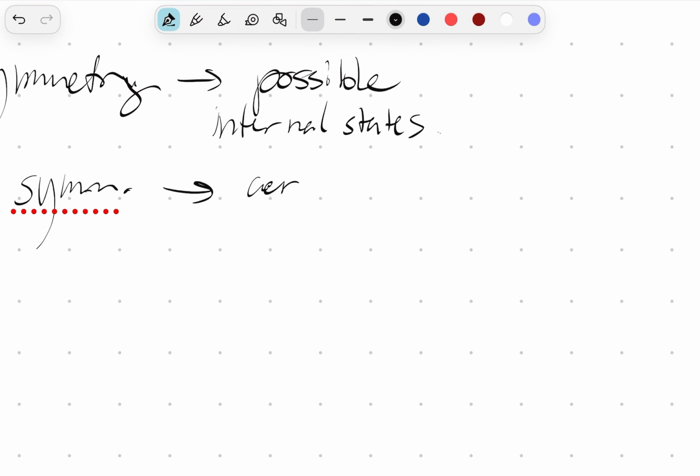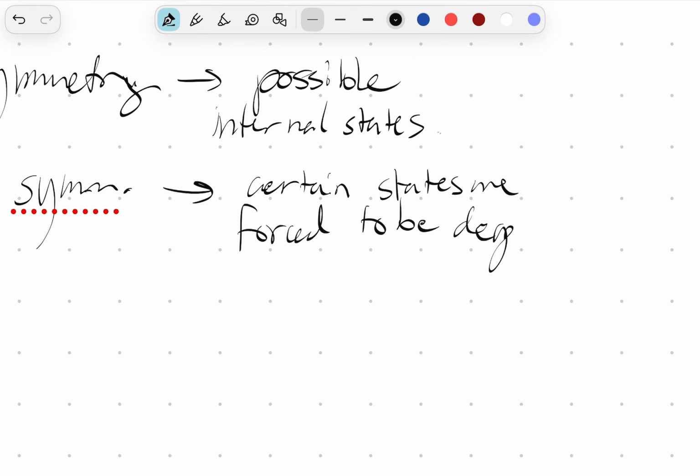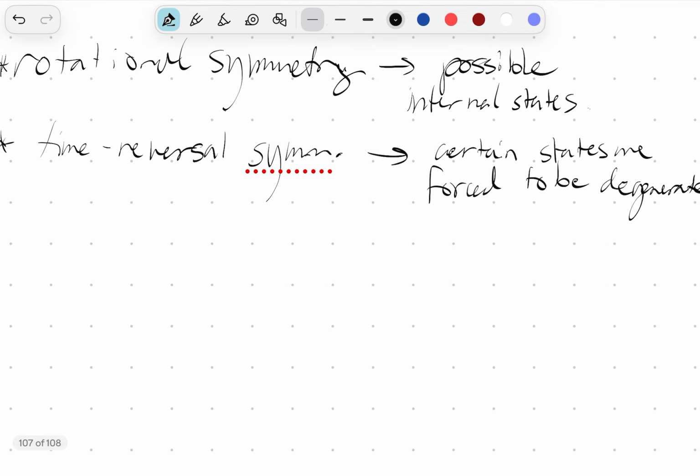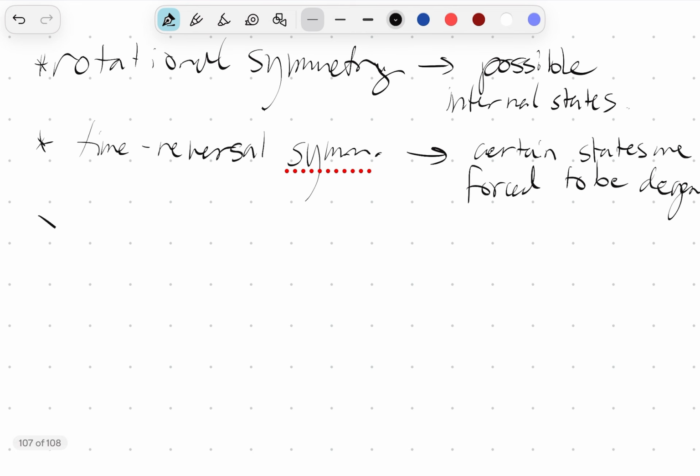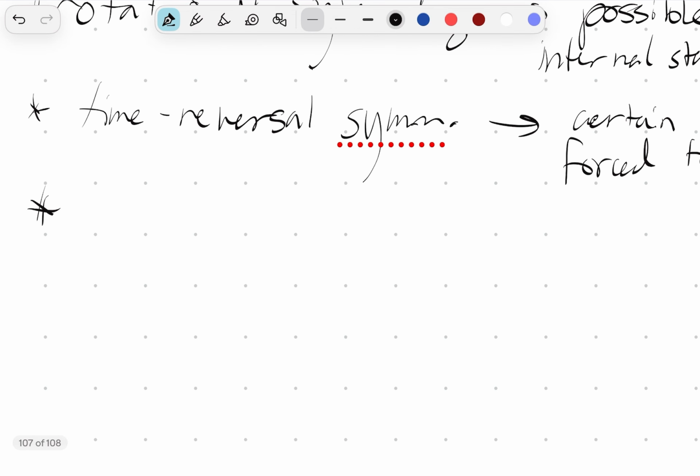certain states are forced to be degenerate. Right? That is true. And lastly, symmetry breaking.